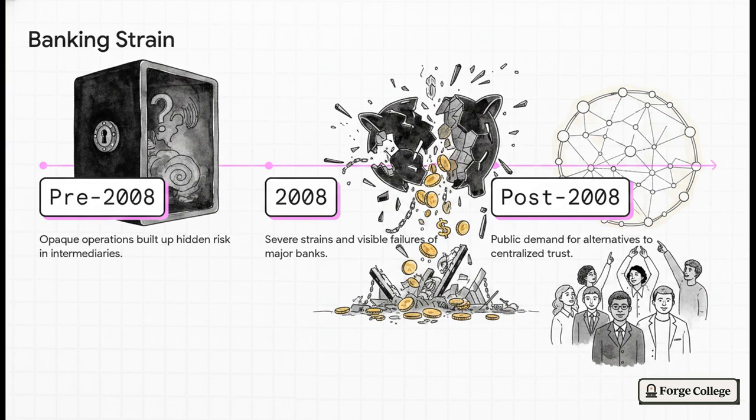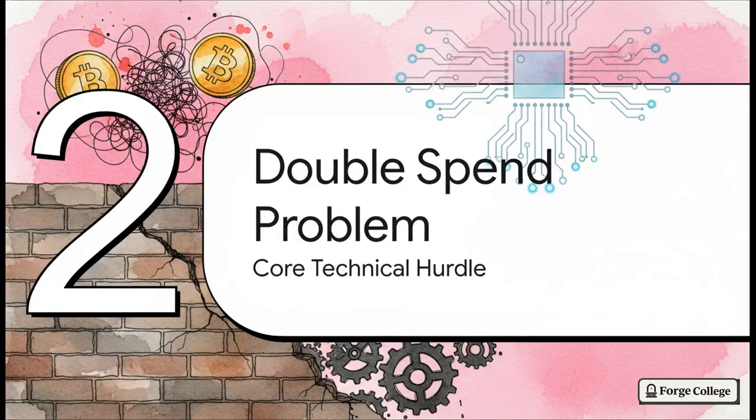People started asking a really radical question. Is it actually possible to have a financial system that simply doesn't rely on a centralized authority not to lose our money? Which brings us to Section 2, the double spend problem, core technical hurdle.